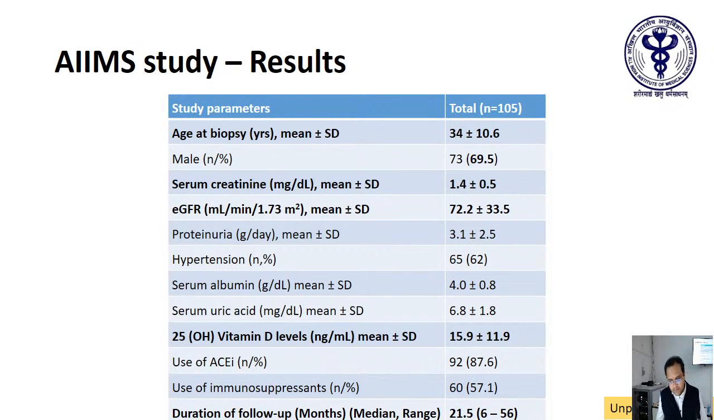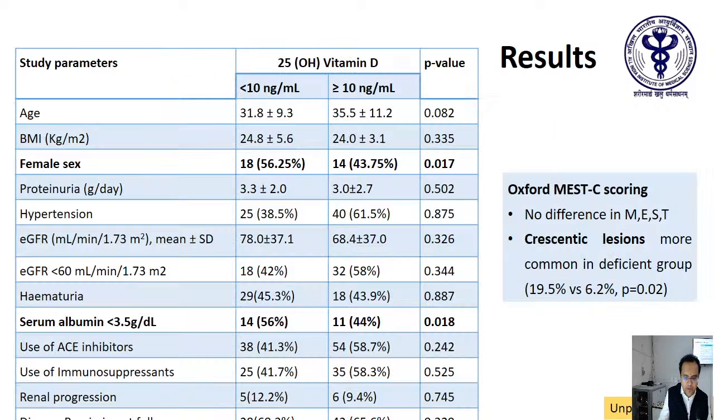So our patients were predominantly in the 3rd and 4th decade of life as expected from Indian patients. The mean serum creatinine was around 1.4 and the mean vitamin D level was 15.9, and the patients were followed up for a mean of around 21 months. Comparing the patients who were vitamin D deficient and replete, the only significant difference was with regard to the gender and hypoalbuminemia. Apart from that, none of the clinical factors were different between vitamin D deficient and replete patients.